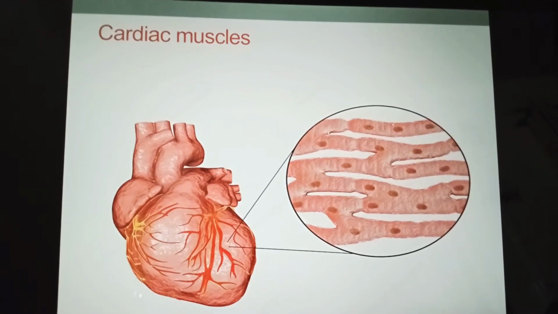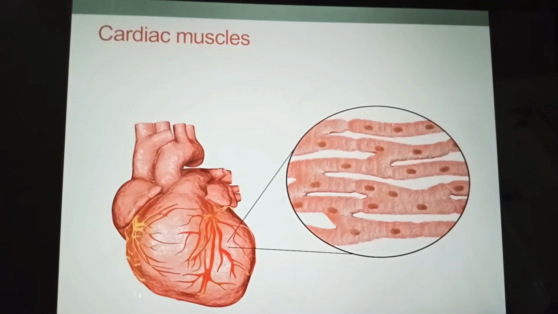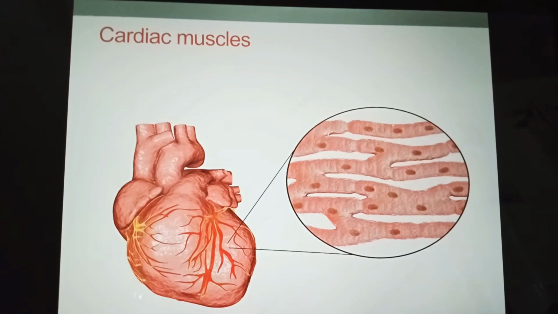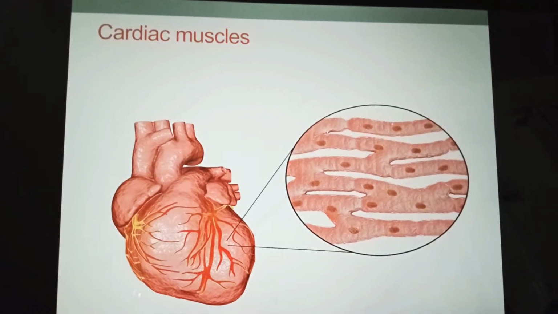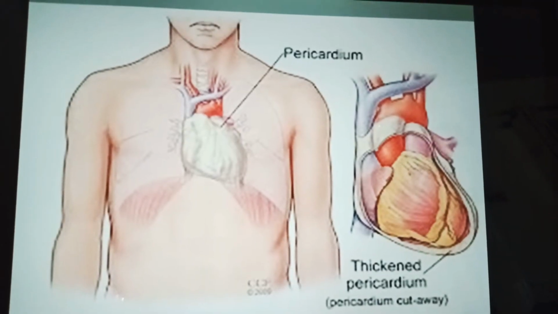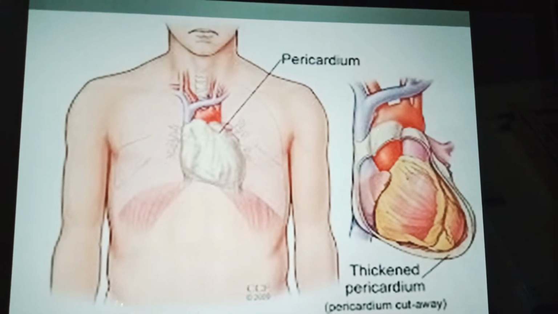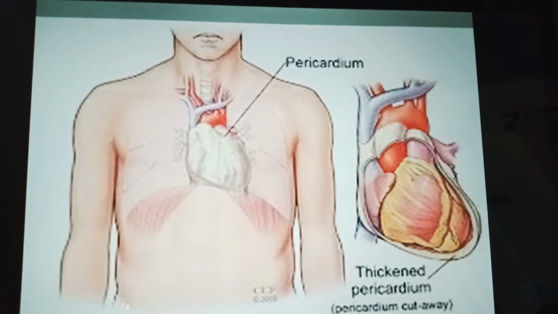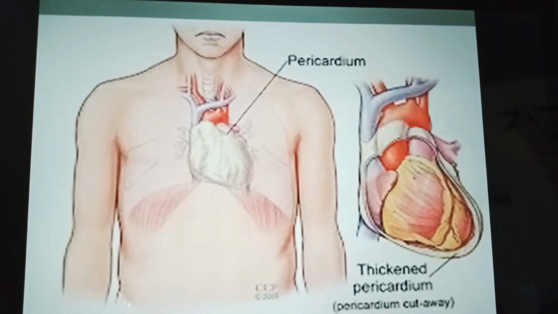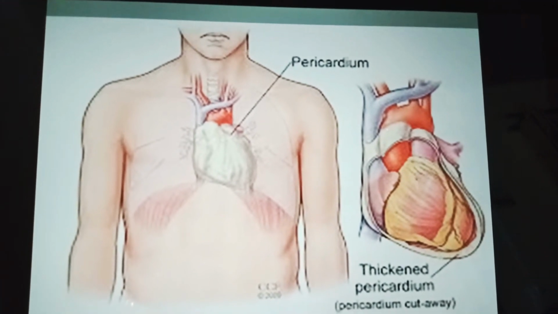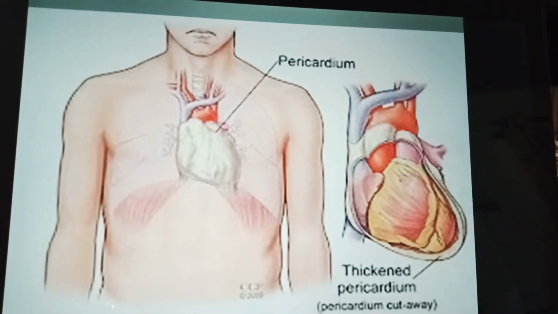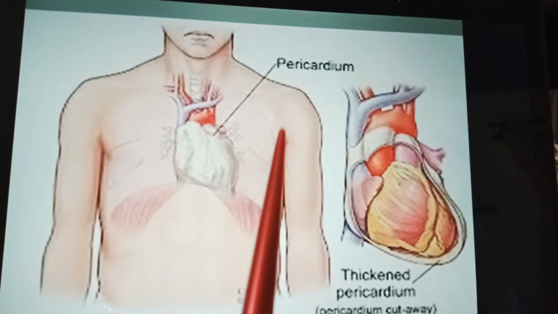The term cardiac means related to the heart. The bulk of the walls of heart chambers is made of cardiac muscles. In humans, the heart is situated between the lungs in the middle of the chest cavity, that is the thorax, under the breastbone. And this heart is enclosed in a sac that is known as the pericardium.